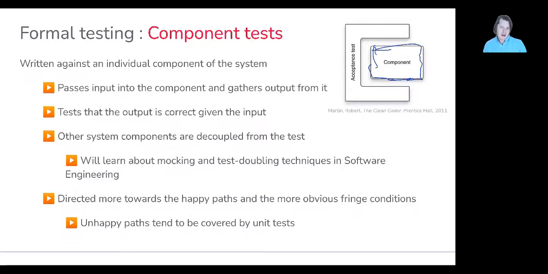And what we'll learn in later courses, particularly software engineering, is that mocking and test doubling techniques are one way to really isolate a component from other potential components that are interacting with it or that it's relying on. The component tests are going to be more directed towards the happy path and the more obvious fringe conditions. Unhappy paths tend to be covered more or less in the unit test phase, and hopefully by the time we're integrating these things together, the major pathways that we would expect to see are going to be the common use cases.